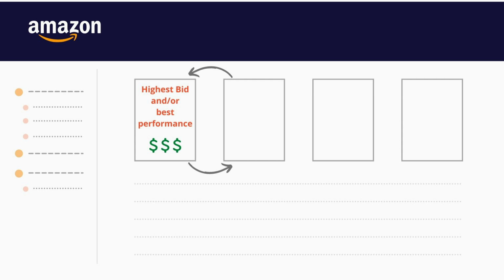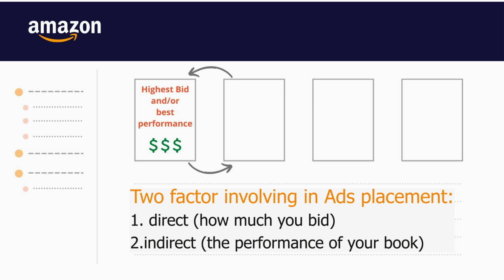The higher your bid is, the more likely it is that your ad will be displayed. We will discuss more about this in the next video where I'm going to create an ad campaign. So as I showed you before, on the first page, we had 8 sponsored books, 4 on top and 4 on the bottom. So how your book plays on these 8 placements is based on 2 factors. First, how much you bid, and second one is the performance of your book.